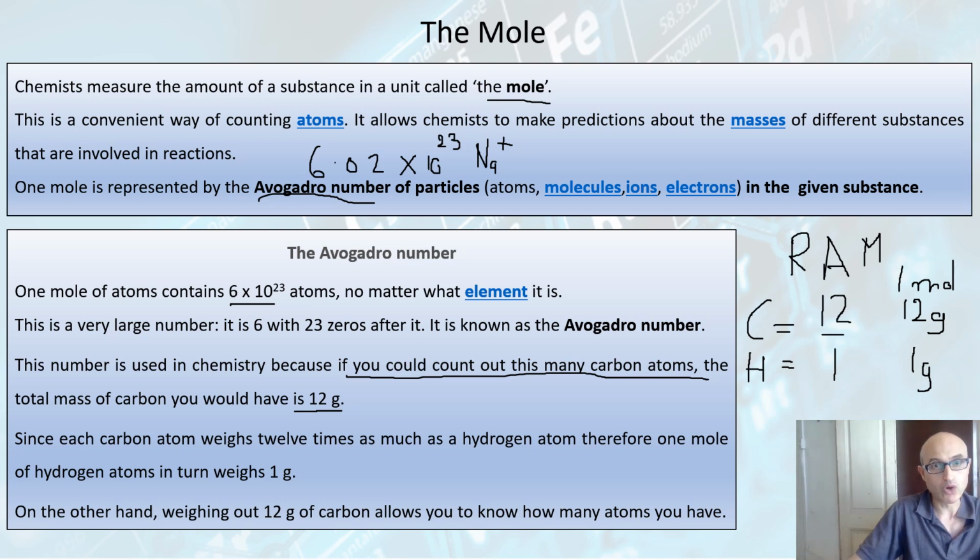You would expect a mole of carbon atoms to weigh 12 times as much as a mole of hydrogen, because each atom of carbon weighs 12 times as much as an atom of hydrogen. So if 1 atom of carbon weighs 12 times as much as 1 atom of hydrogen, then by a logical extension, 1 mole of carbon has to weigh 12 times as much as 1 mole of hydrogen. So 12 grams for carbon, 1 gram for hydrogen. Let's now move on to our next slide.